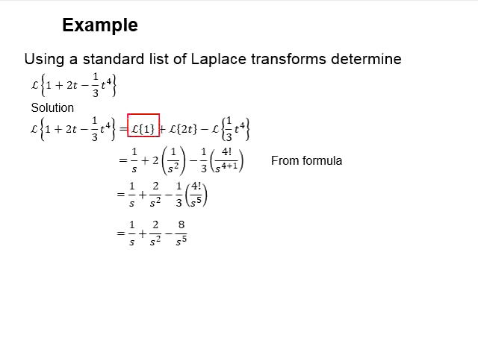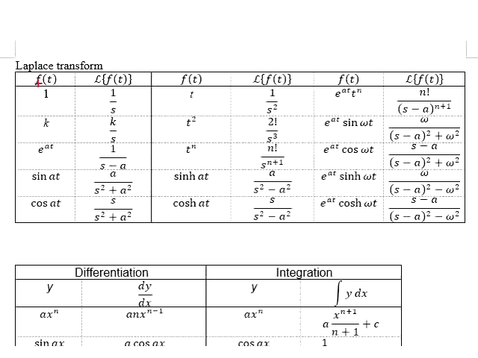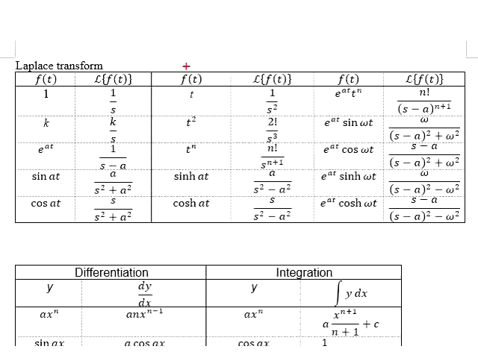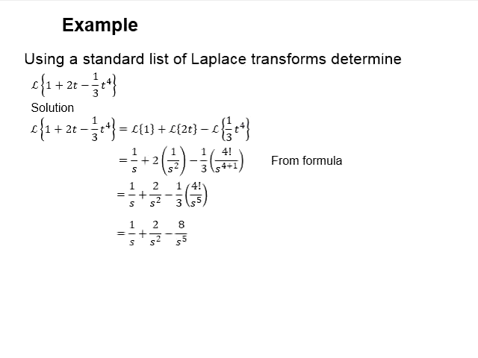For the first term here, we need to do the Laplace transform of 1. Referring to the formula table, the Laplace transform of 1 is equal to 1 per s. That gives you 1 per s. To do the Laplace transform of 2t, you may take out the constant 2 here, leaving inside the Laplace transform of t. Refer to the table, the Laplace transform of t will give you 1 per s squared. With that, you have 1 per s squared to be multiplied with the constant number 2.